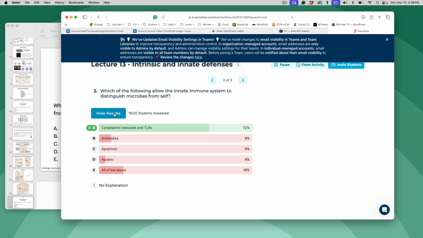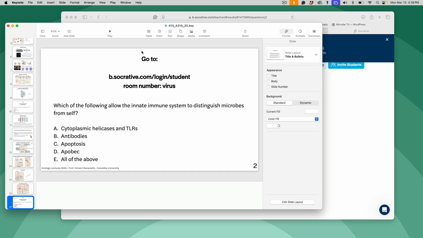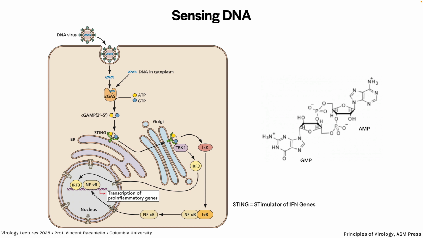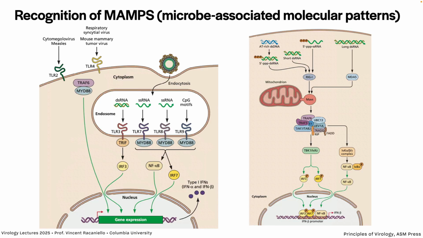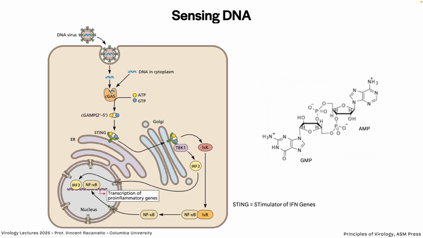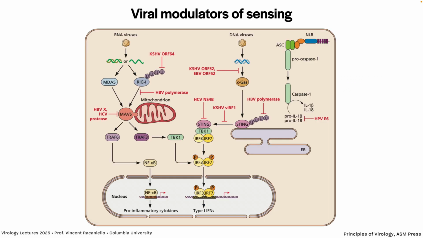Antibodies do not. We haven't talked about them yet, but they attempt to eliminate the pathogen. APOBEC is an intrinsic, not innate, and it's not all of the above. So just these helicases. So let's take a look at those again. Again, these helicases, cytoplasmic helicases include RIG-I and MDA5, and then DNA sensors like cGAS.